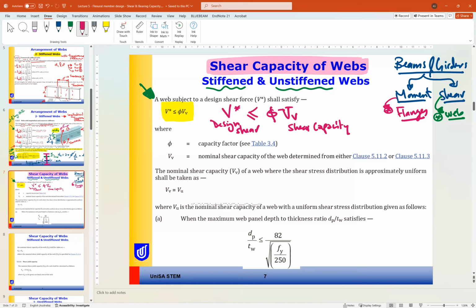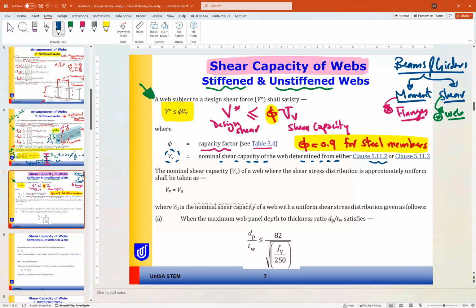So this is similar to any design formula. The design value should be less than the capacity, where phi is the capacity factor from table 3.4, and for steel members phi equal to 0.9. If you are designing a steel member, phi is equal to 0.9 for all cases. Phi has different values for connections. V V is the nominal shear capacity of the web determined using these two clauses. We will see them now.